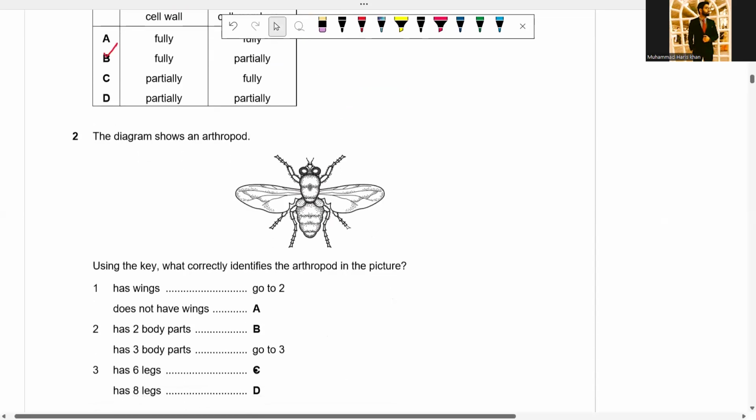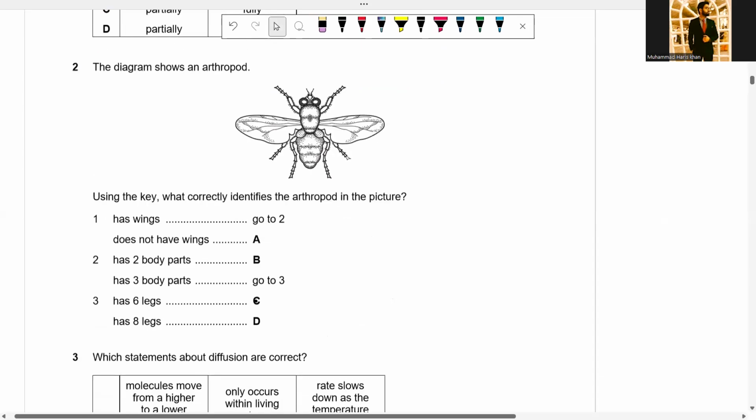The diagram shows an arthropod. Using the key, what correctly identifies the arthropod in the picture? The answer will be C. It has 6 legs.